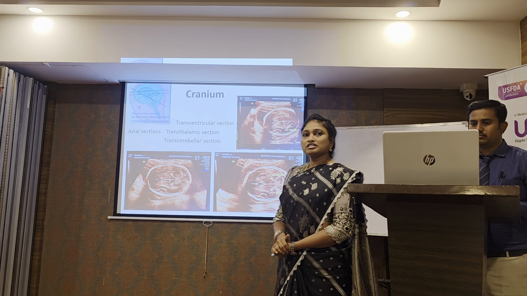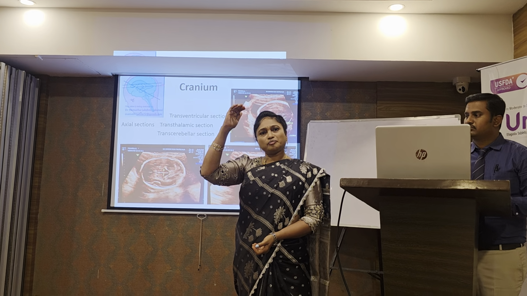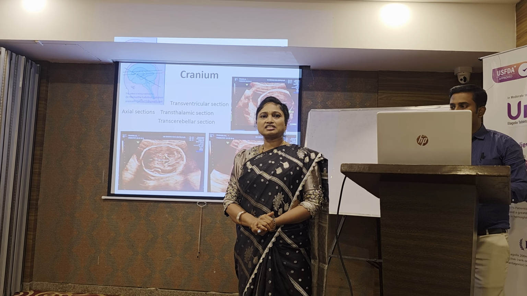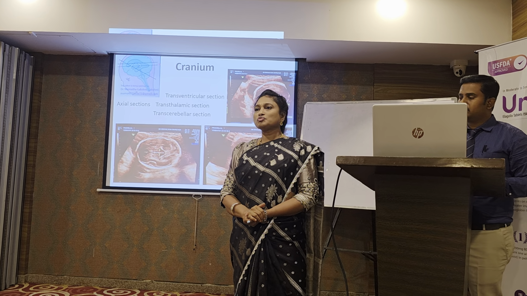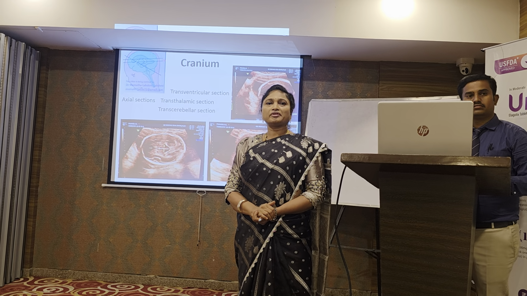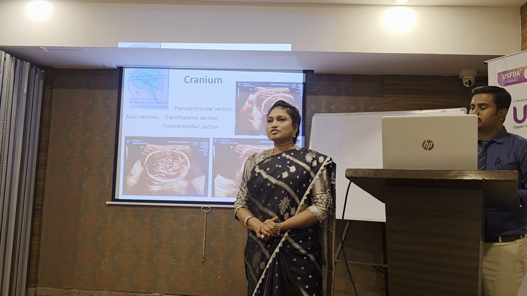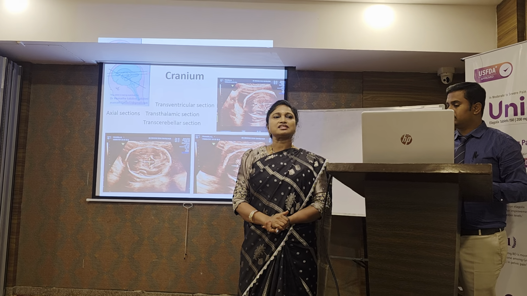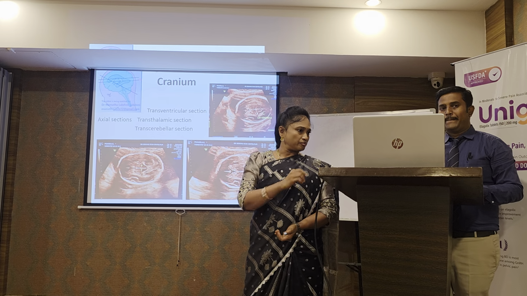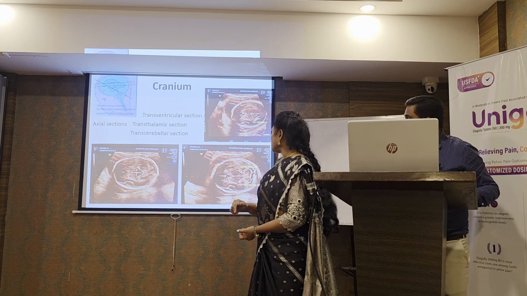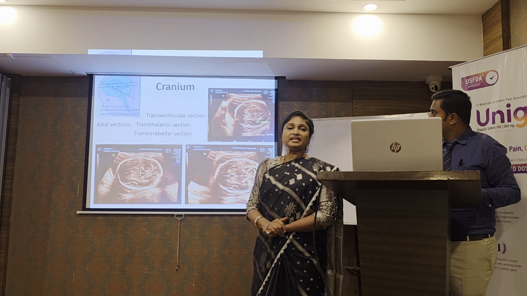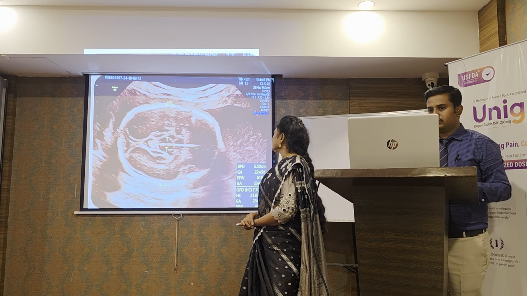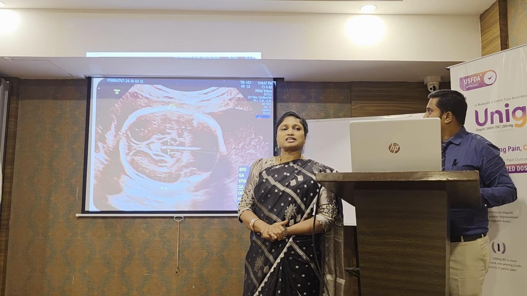So here, let us go according to the protocol from the head to the toes. So in the cranium, what are the different things that we have to check so as not to miss either the forebrain or the posterior fossa anomalies? First of all, we have three planes. One is the transthalamic, transventricular, and the transcerebellar plane. In the transthalamic plane, we go for the measurement of BPD and OFD as well as the head circumference.